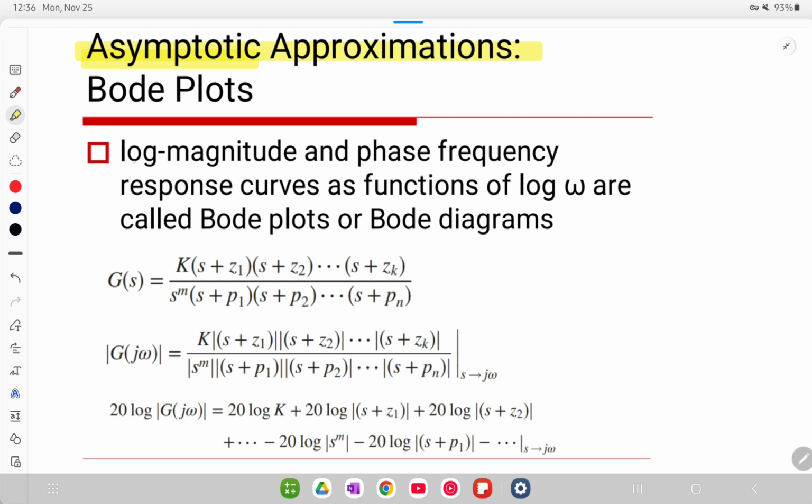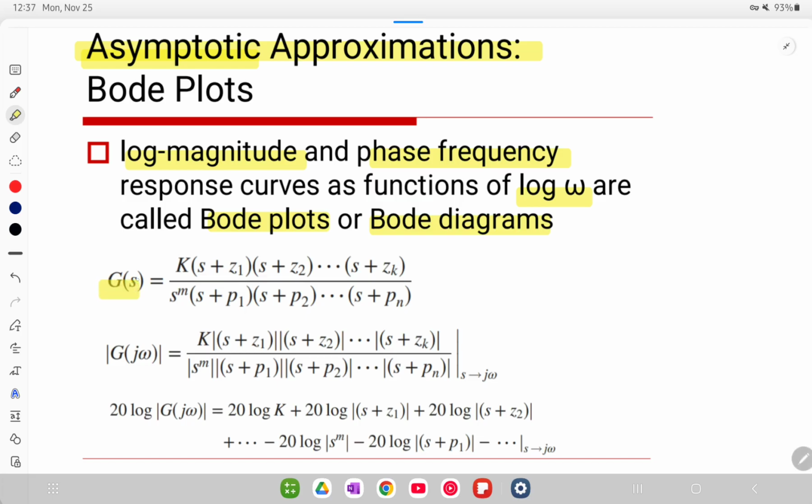First, the log magnitude and phase frequency response graph as a function of log omega, which are called Bode plots or Bode diagrams. There's a fun history of it, and it's good to read up on it. But let's concentrate on how to solve it.